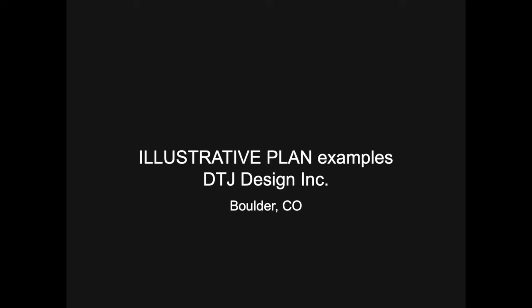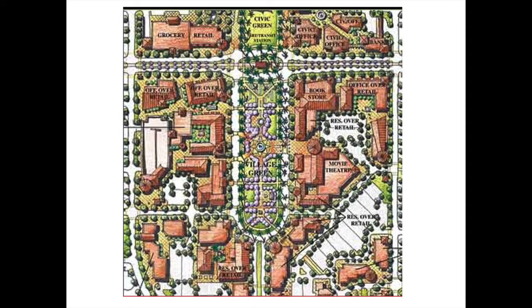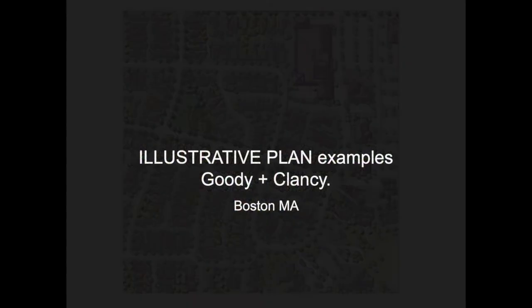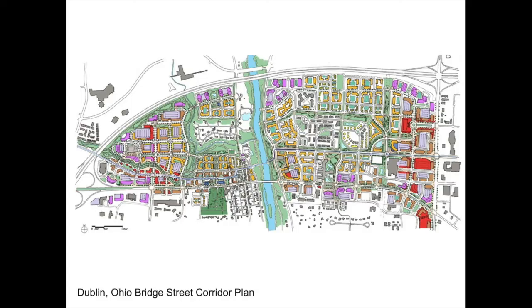DTJ is a multidisciplinary firm that hires a couple of Ball State graduates. Do keep them in mind as you're thinking about employment. They do wonderful site plans for a lot of the mixed-use development in the West. Of course, these take hours, but very detailed. Gooding Clancy out of Boston, a large urban planning, urban design firm that does campus planning, corporate planning.